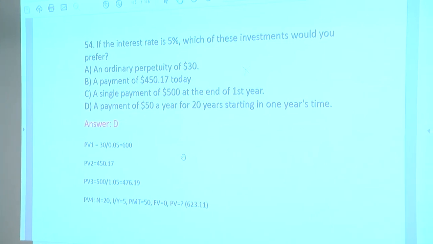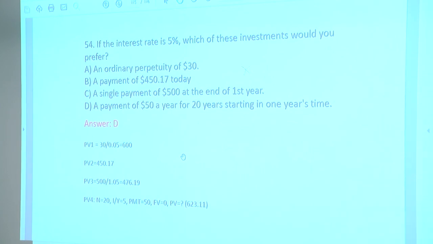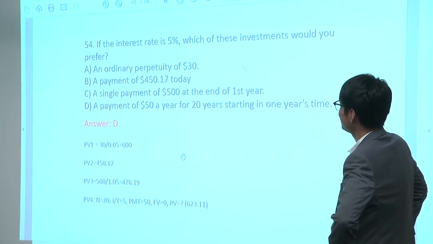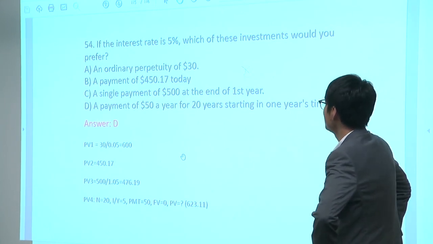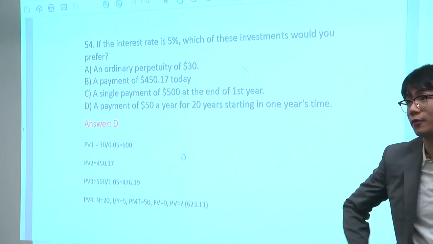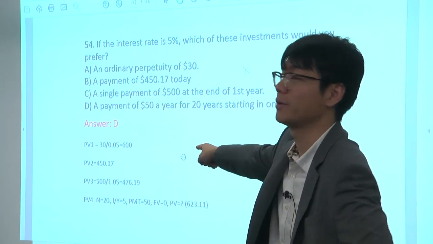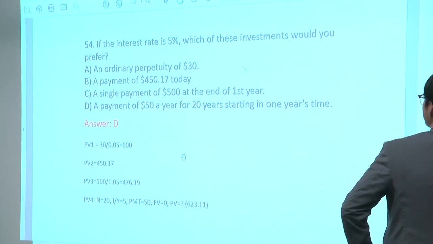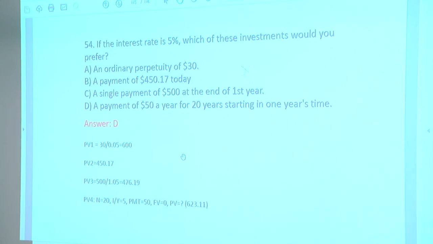But, okay, you have seen those assets before. The first one is ordinary perpetuity of $30. So the present value of the first one is what? Payment over R, $600. Second one is a present value given. Okay? Great. No need calculations. Third one, a single payment of $500 at the end of first year. So you need to discount the $500 for 1 year. Okay? So $500 divided by 1 plus 5% to the first power, which is 1.05. Okay? $476.19. The last one is a payment of $50 a year for 20 years, starting in 1 year's time.